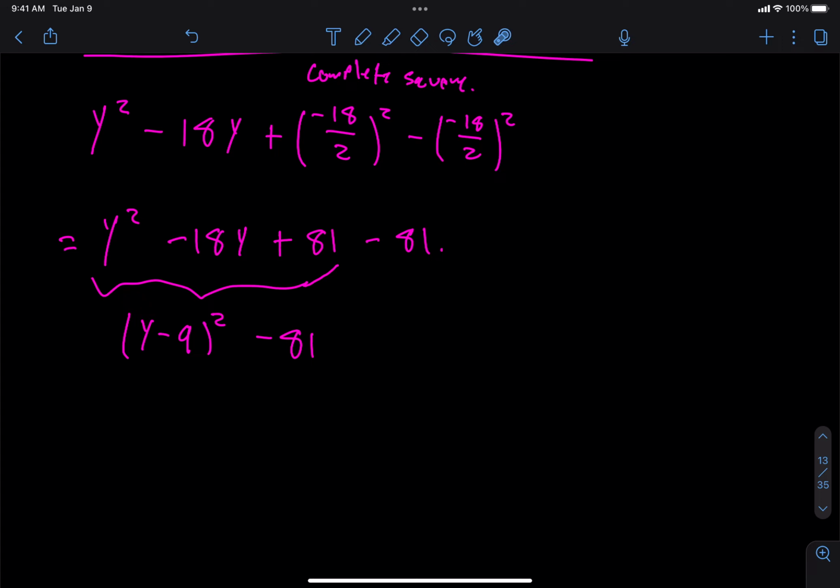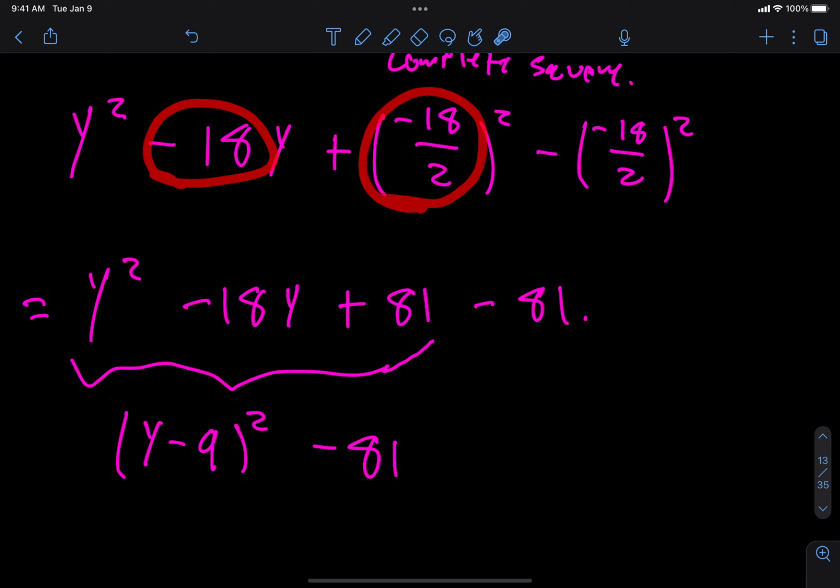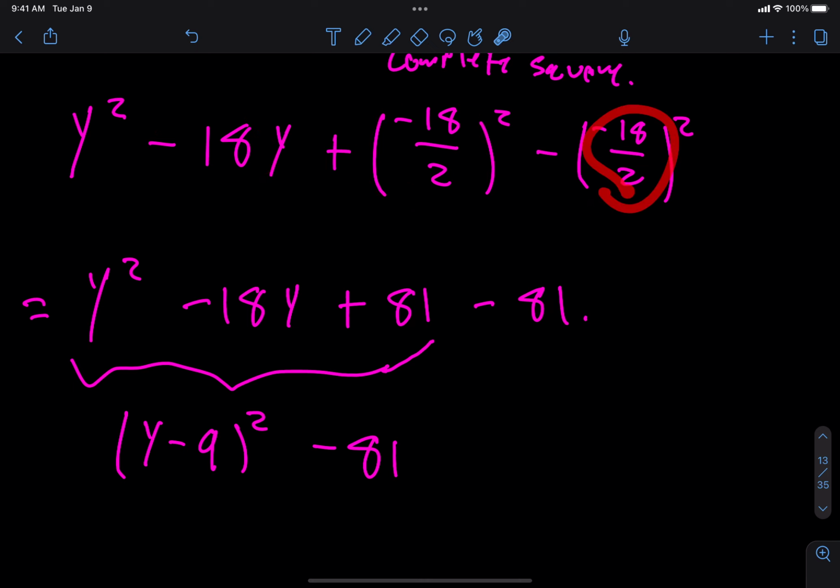Okay, so one thing that you'll notice is that whether or not we have a negative as the b, the process is still the exact same. We add first b over 2 squared, and then we subtract second b over 2 squared. Okay, doesn't change just because we have a negative sign. All right, so let's do a circle now.